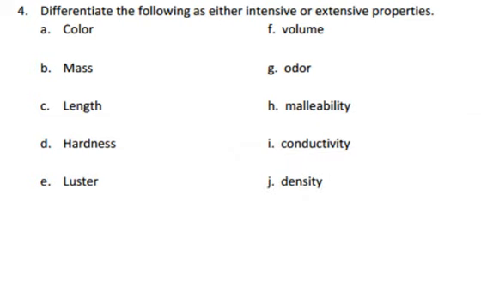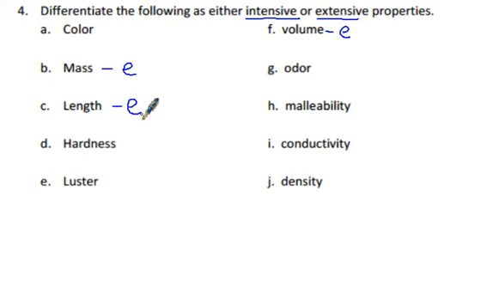This is question 4, and we are asked to identify whether something is an intensive or extensive property. Remember that extensive means that it changes due to external factors. So volume depends on how much you have. Mass depends on how much you have. And length depends on how much you have.